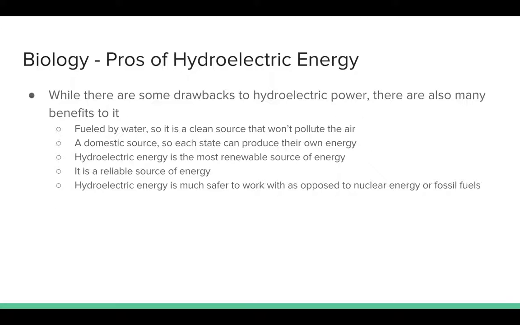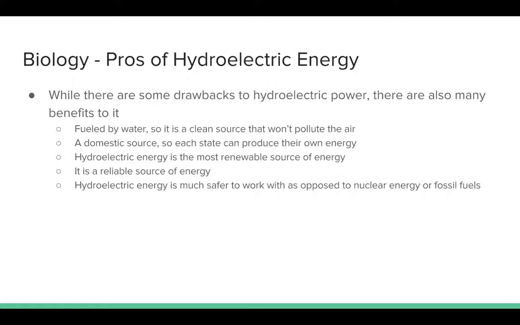Hydroelectric energy is produced from a domestic source, which means that each state can produce their own supply of energy. This is a more efficient system as opposed to one governing body that produces energy, then distributes it among the bodies that require it. Because hydroelectric energy is converted from water, it is renewable.